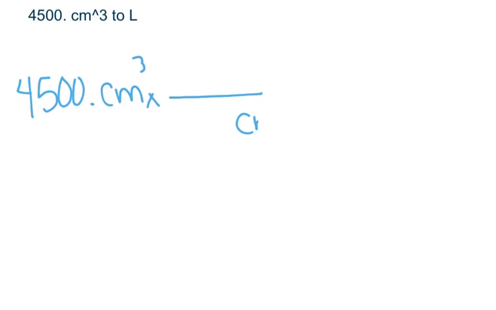4500 decimal point, centimeters cubed to liters. So, 4,500, there's a decimal, that makes those zeros significant, centimeters cubed. Well, we're going to do a conversion. Alright, so remember before how I said that a centimeter cubed is the same as a milliliter. So our first step is going to show that. Well, they're the exact same thing, so it's 1 to 1. That's just showing that centimeters cubed are the same thing as milliliters.